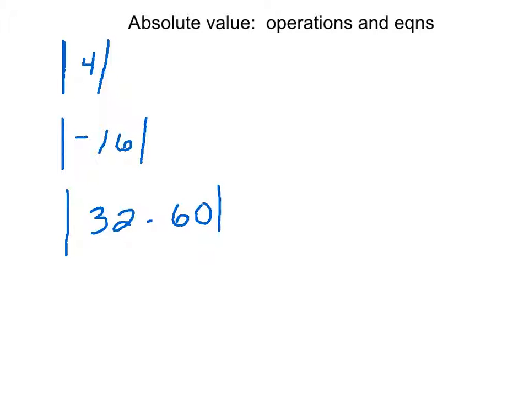So basically it's asking, how many units away from 0 is 4? If we look at this one, how many units away from 0 is 4? It's 4 units. So the absolute value of 4 is 4. How many units away from 0 is -16? Well, -16 is 16 units away. So the answer to what is the absolute value of -16 is 16.